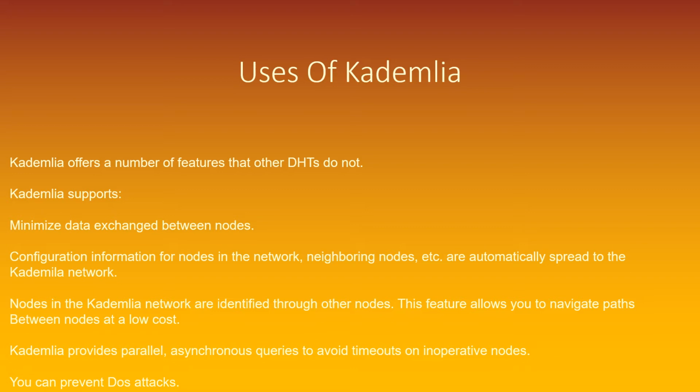In this slide, let us know about the use of Kademlia. It offers a number of features that other DHTs do not. Let us know what all it supports. It minimizes data exchange between nodes, and configuration information for nodes in the network, such as neighboring nodes, is automatically spread through the Kademlia network. Nodes in the Kademlia network are identified through other nodes. This feature allows you to navigate paths between nodes at a low cost. It provides parallel asynchronous queries to avoid timeouts on inoperative nodes, and you can also prevent denial of service attacks.